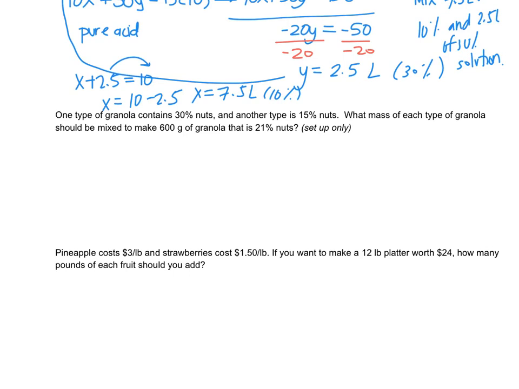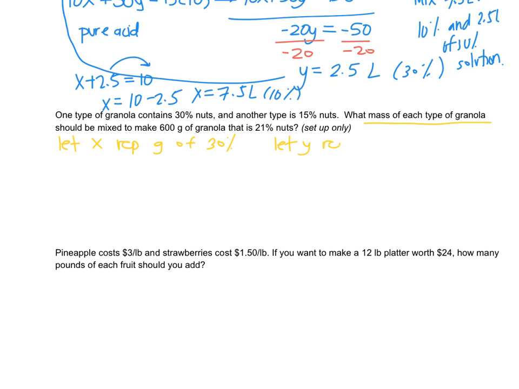So one type of granola contains 30% nuts and another type is 15% nuts. What mass of each type of granola should be mixed to make 600 grams of granola that is 21% nuts? We're just gonna set this up. So we wanna know how much should we mix, or what mass of each type of granola should we mix to get this mixture that they want. So those are our let statements. Let X represent grams of 30%.